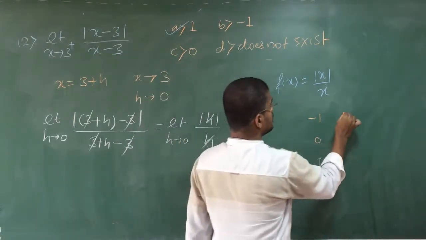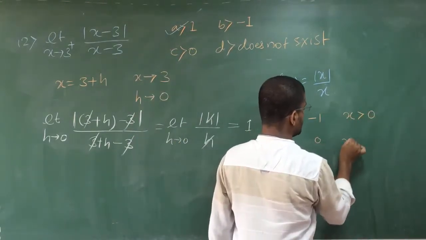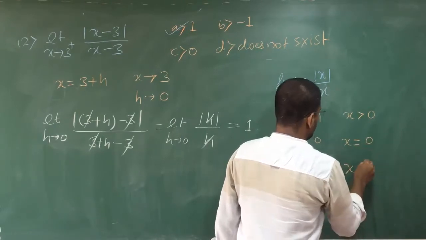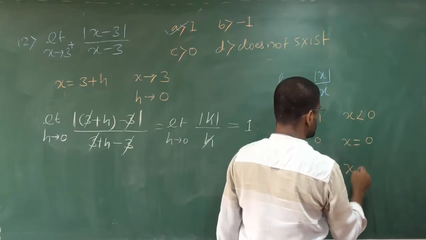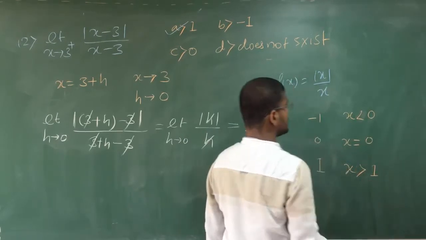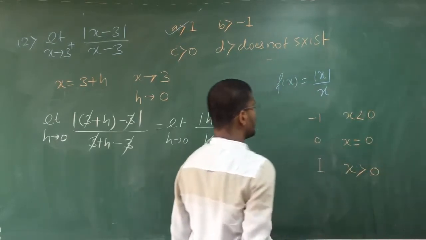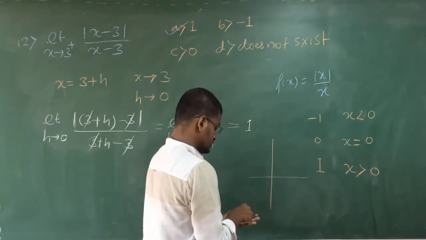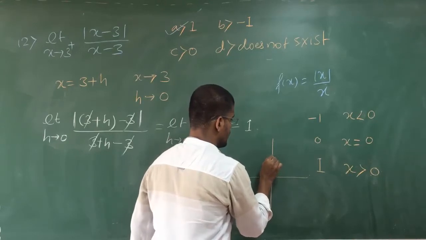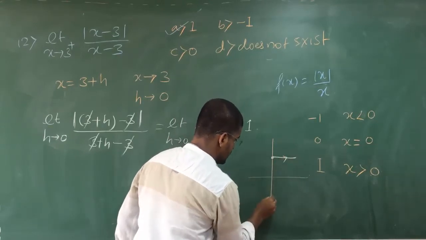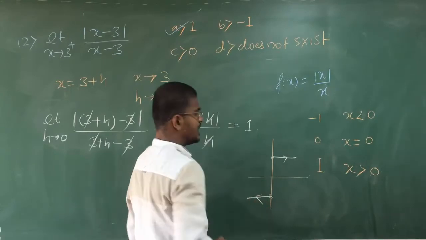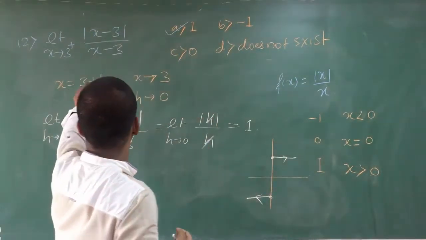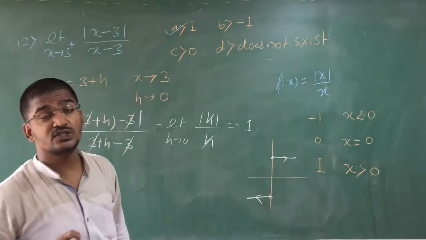That is, whenever x is lesser than 0, whenever x is equal to 0, and whenever x is greater than 0. And the graph of the Signum function will be like this. Clear? So if you know this property, for this particular problem you can directly choose the answer.